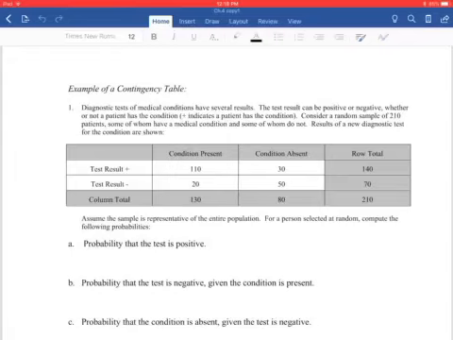Okay, let's look at this example of a contingency table. Diagnostic tests of medical conditions have several results. The test result can be positive or negative, whether or not a patient has the condition, and so the positive indicates a patient has the condition. Consider a random sample of 210 patients, some of whom have a medical condition and some of whom do not. Results of a new diagnostic test for the condition are shown.